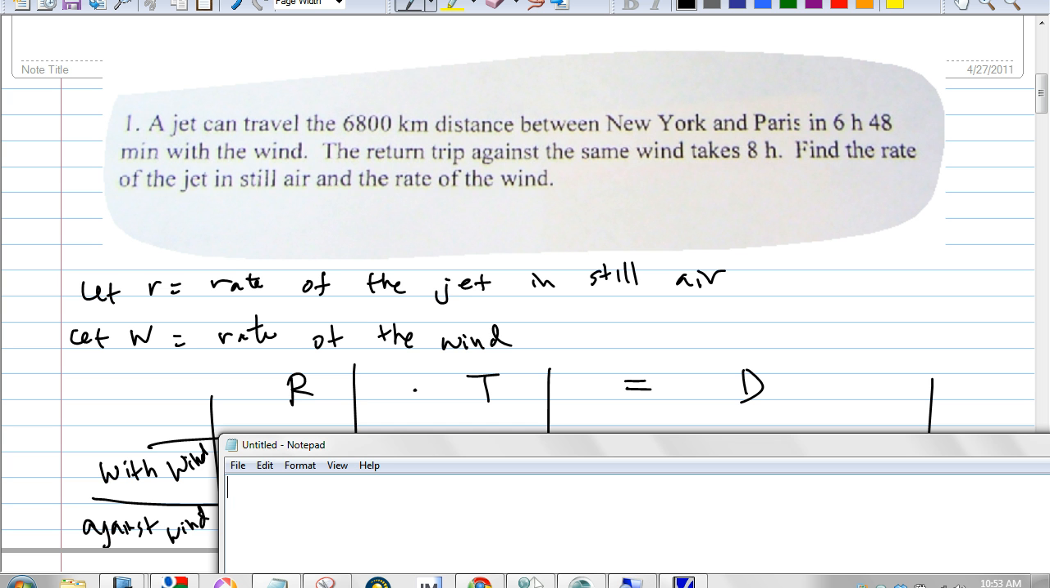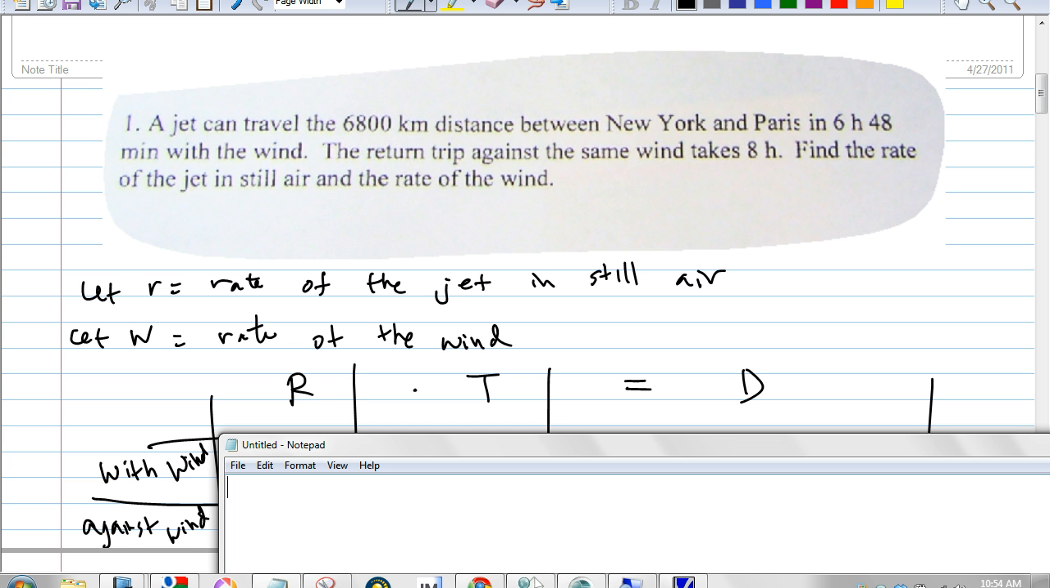Now, who can tell me the rate with the wind for this plane? One person? Two? I'm sure there are a lot more. Anybody else? Yes? 6 hours and 48 minutes is not the rate. That is the time, right? So what will be the rate for this plane? 6,800 kilometers is the distance. So look what we don't know. We don't know the rate of the plane, or the R. Is it R? With the wind? R plus W. Okay.